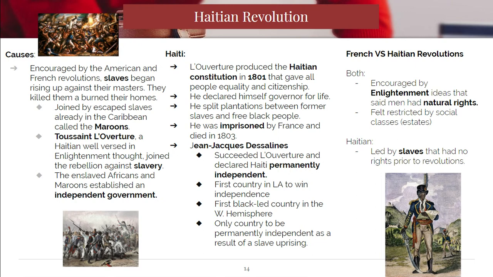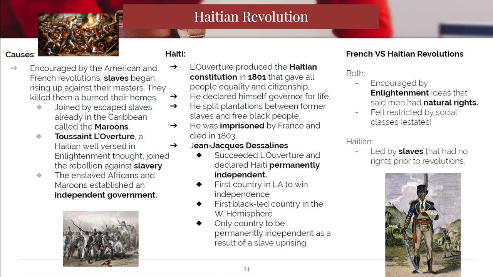The Maroons, who are escaped slaves from all over the Caribbean, go to Haiti when they hear about this happening, and they're going to be led by a guy named Toussaint L'Ouverture, right? Who was a former slave, and he joins the rebellion. And it's a simple matter of numbers. There are very few white French slave owners on the island, and the slaves are going to win militarily and establish an independent government, right?